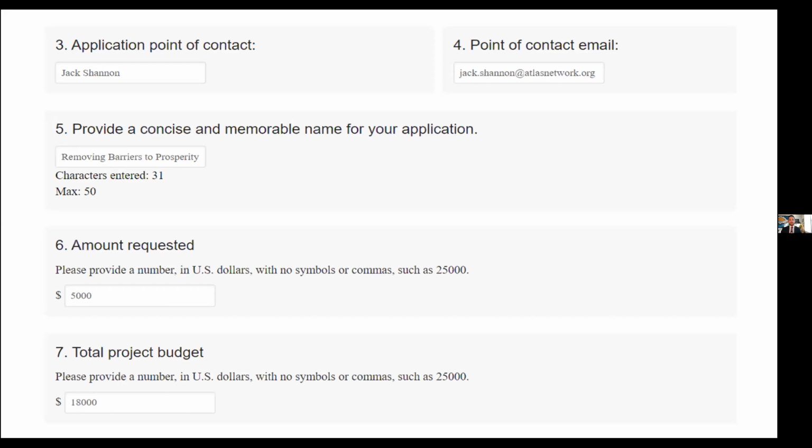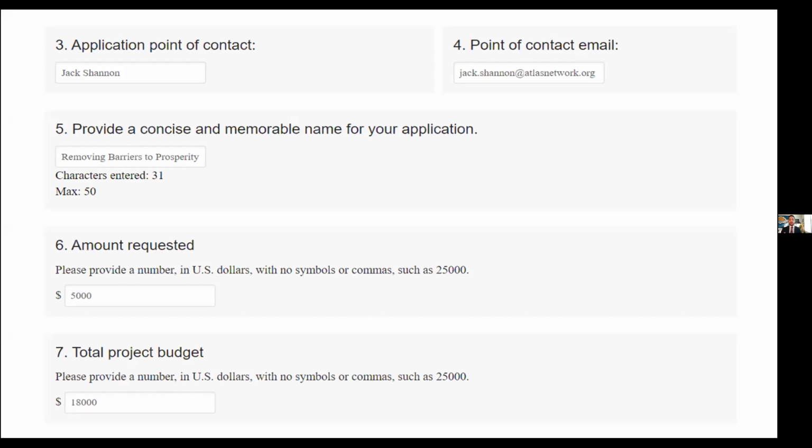I also wanted to list out, these are again imaginary numbers, but the amount requested and the total project budget. Oftentimes this can be slightly confusing to applicants, so I wanted to clarify. The amount requested is obviously the grant that you are requesting from Atlas Network. So how much money are you asking from us? The total project budget being the entirety of the project with Atlas funding in addition to your other funding sources.